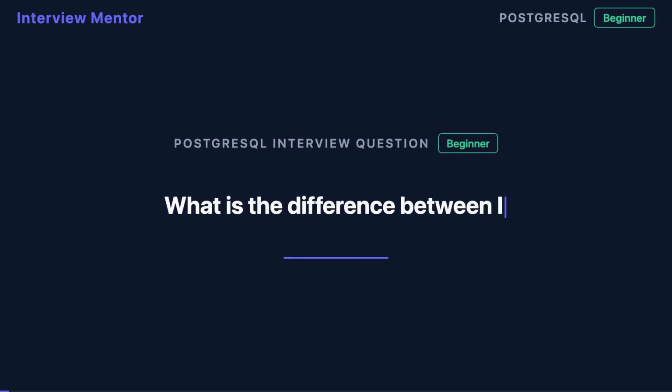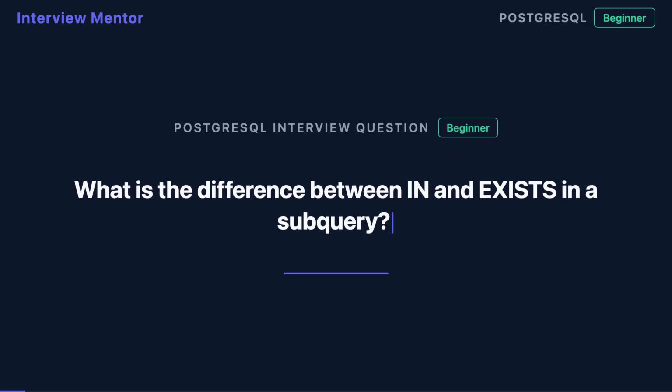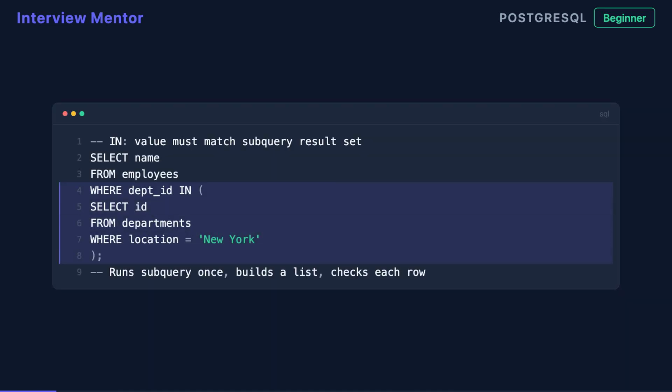IN and EXISTS look interchangeable, but one silently corrupts results when NULLs are involved. The IN operator checks whether a column value matches any item in the subquery result set. The database runs the subquery first, collects all returned values into a list, then checks each outer row against that list. Think of it as a membership test.